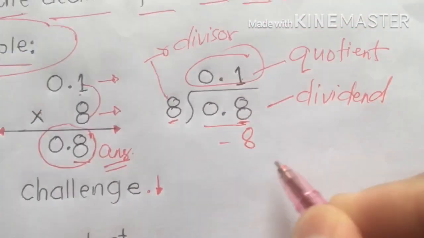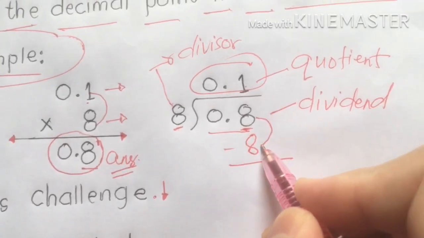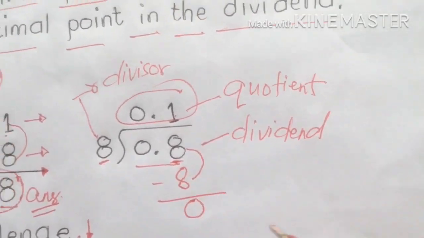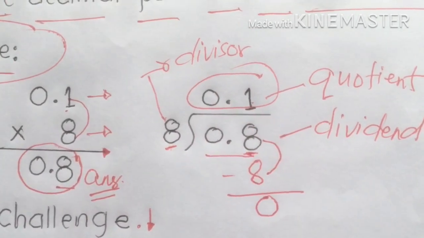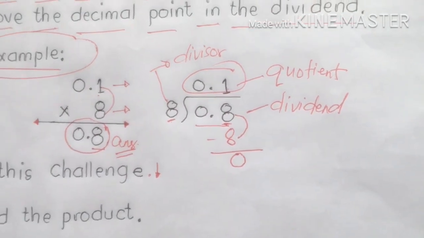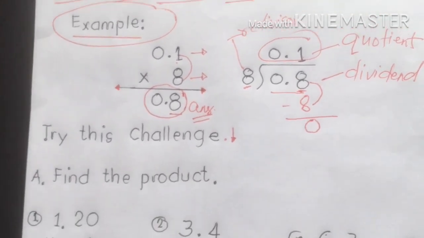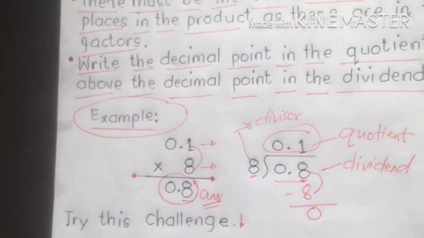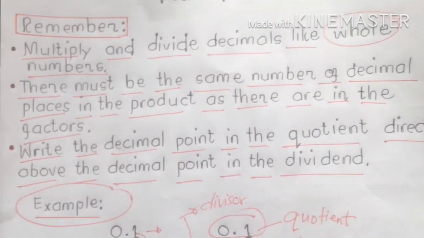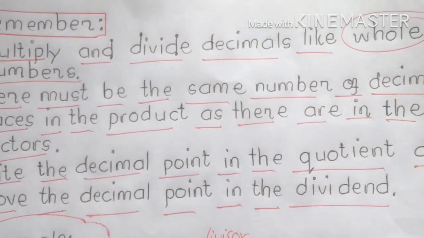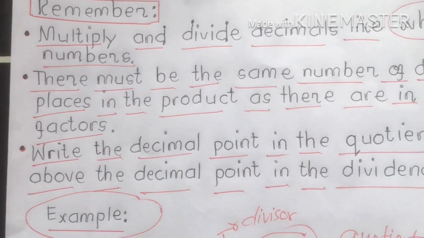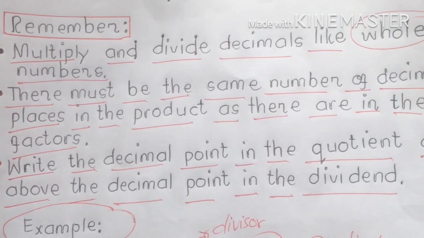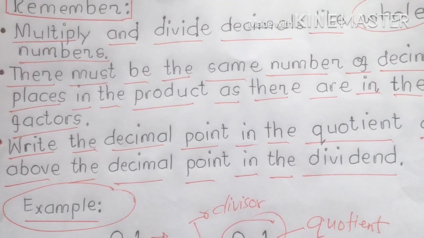Let's continue, my dear viewers. Then subtract. 8 minus 8 is 0. That's why our quotient is 0.1. That is part of division. So again, class, multiply and divide decimals just like whole numbers. You are going to count first the decimal places. How many decimal places are there? If it is 2 or 1. If it's none, then that's 0.